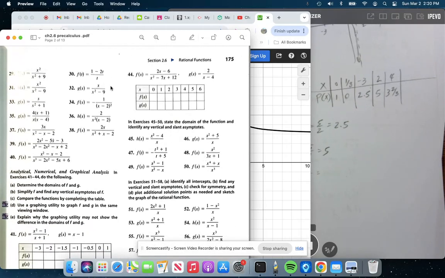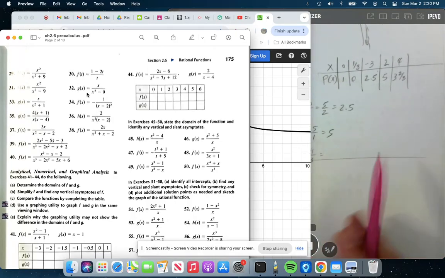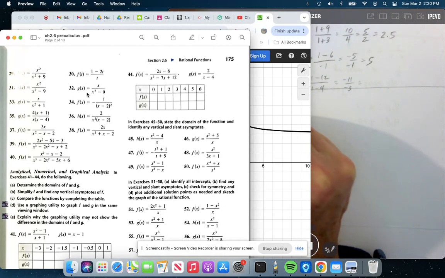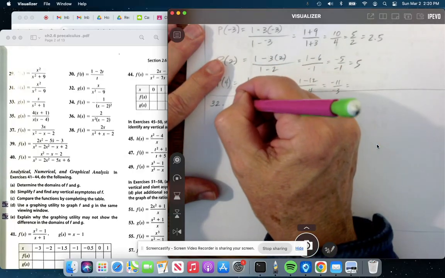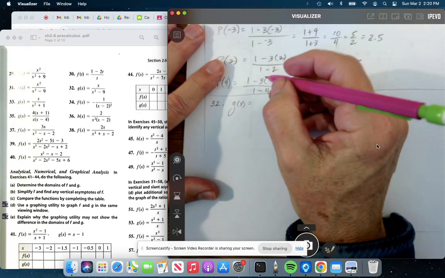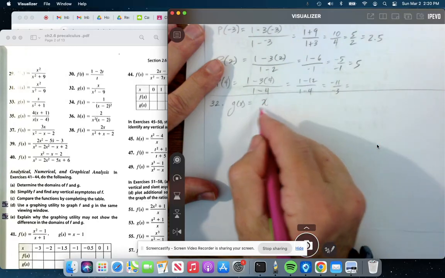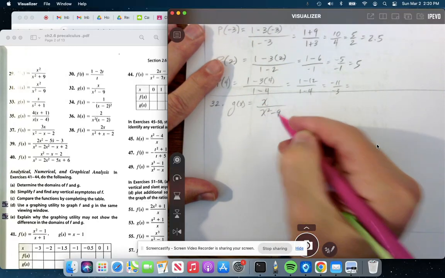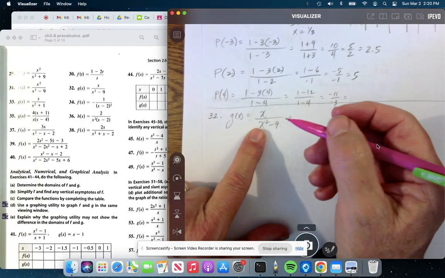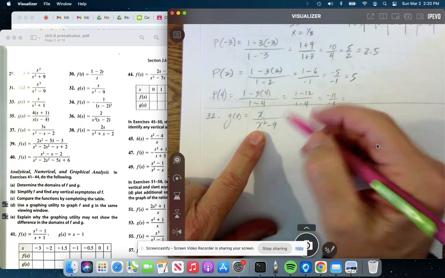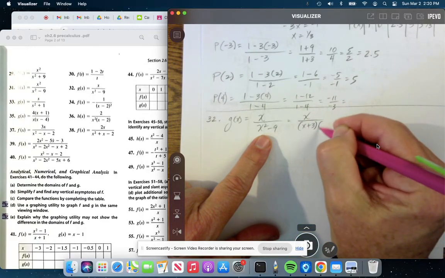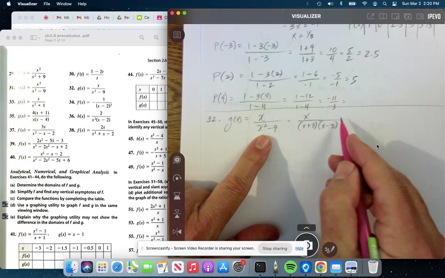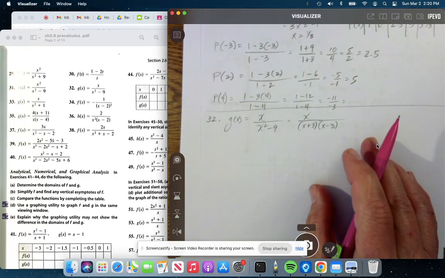All right, let's look at 32. 32 is g of x equals x over x squared minus 9. Now, you've got a quadratic here. Factor it if you can. In this case, we could factor that. So that's x over x plus 3 times x minus 3. It makes it a lot easier to see what's not in the domain.